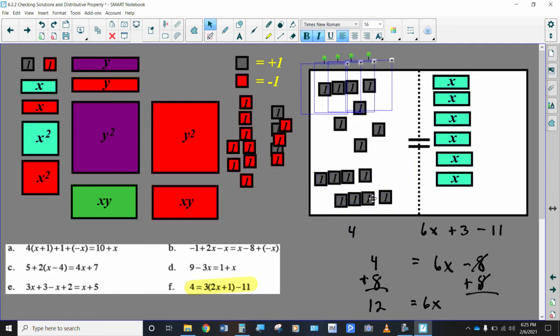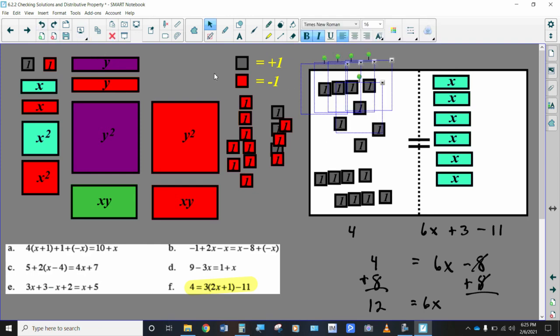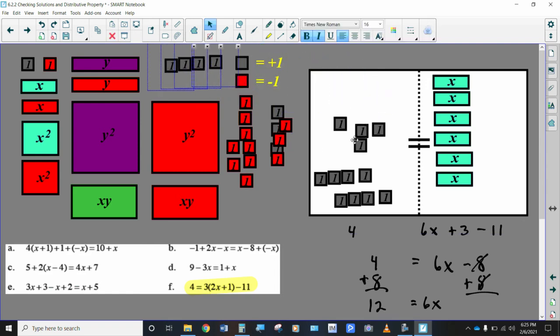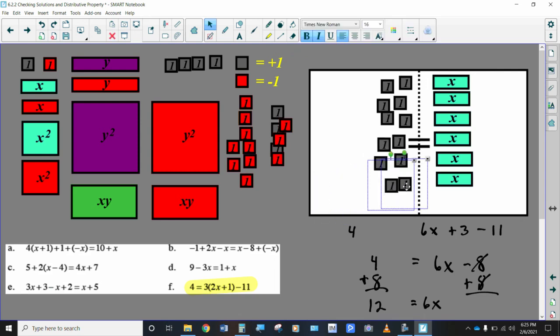Okay, so now we've added, wait, no, I only added 8 to each side, not 12 to each side. Wait, I'm messing things up. My mistake. I was supposed to only add 8. So that leaves me with a total of 12. So how many of these can we sort for each one of those x's? Looks like every one of those x's is going to have 2 1s along with it, and that is correct.